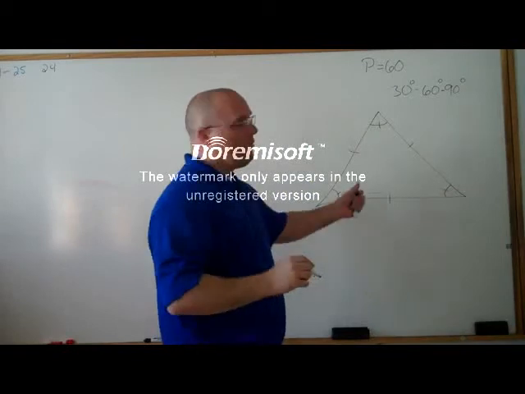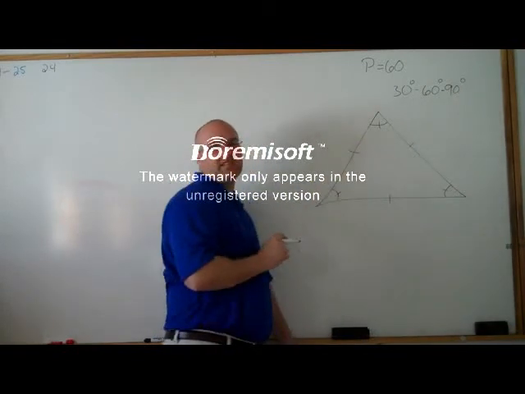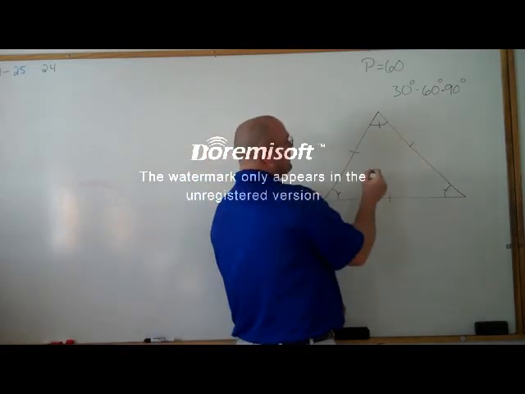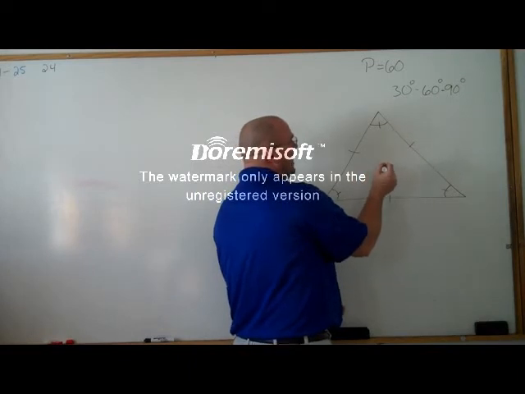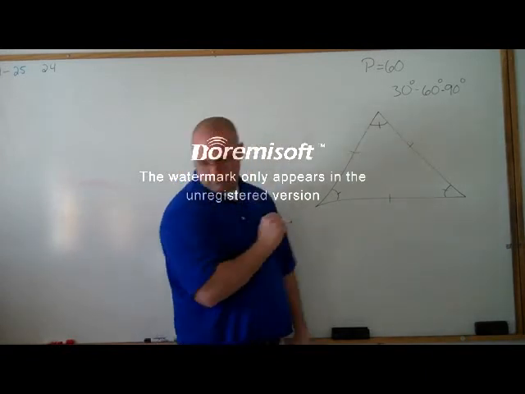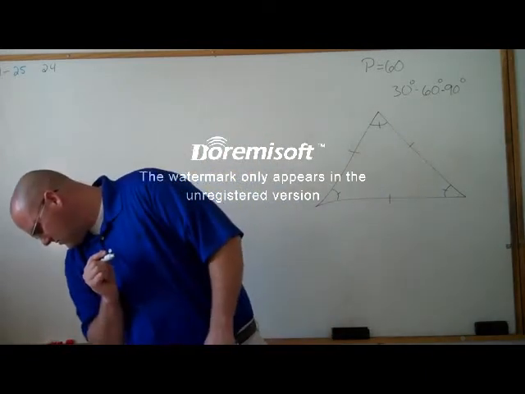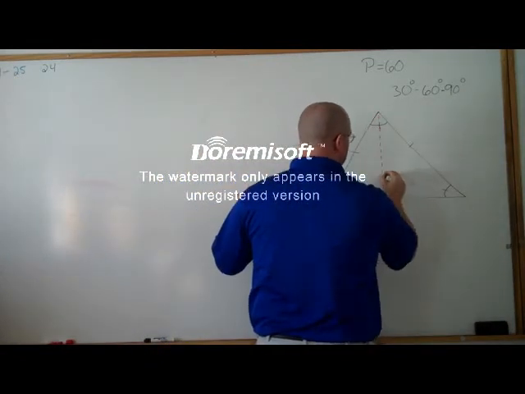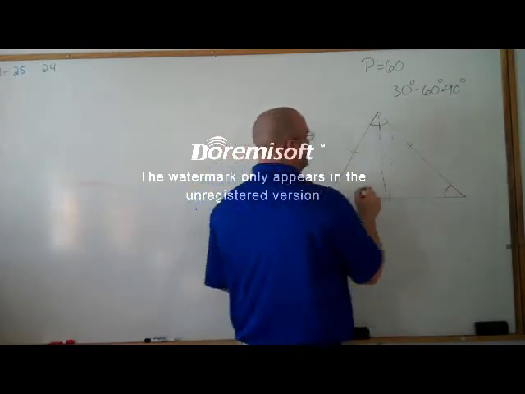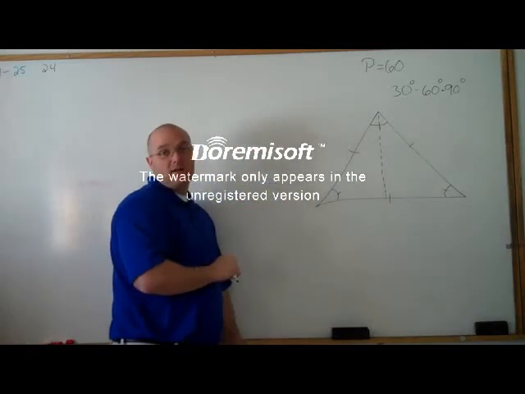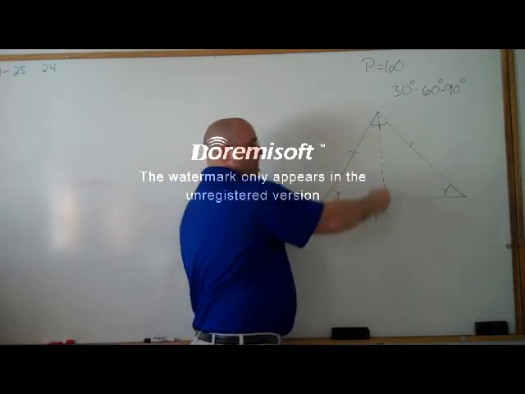Okay, now we have an equilateral triangle, and our perimeter is 60 inches all the way around it. So, we want to find the area of this triangle. So first, we have to find the height of the triangle. So, we have an altitude.